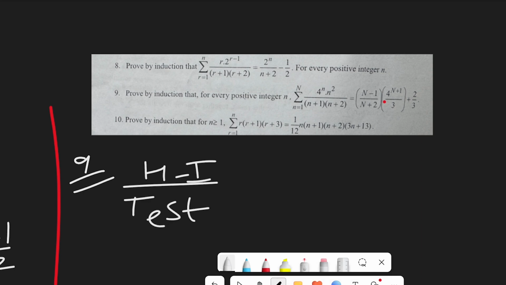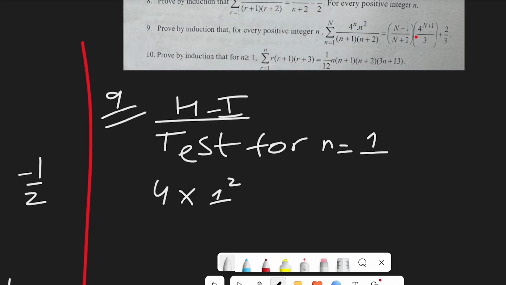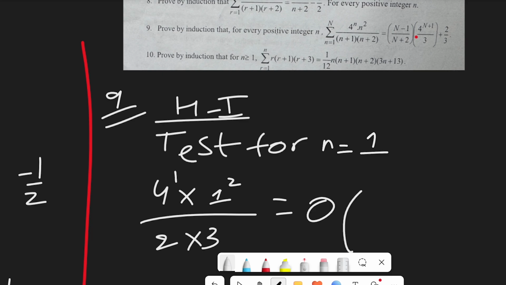Test for n equals 1. Perfect. So what do we have? We have 4 into 1 squared, 4 power 1 basically. Then we would have 1 plus 1 is 2, into 1 plus 2 is 3, is equal to 1 minus 1, which is 0. That would become 0. 4 power 1 plus 4 power 2 over 3 plus 2 over 3.